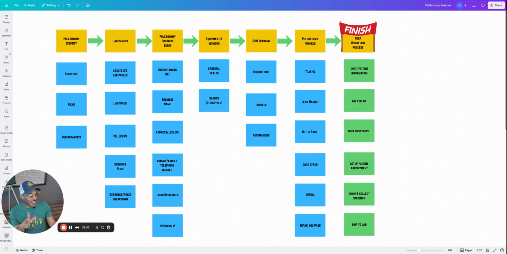So this is going to be literally a bird's eye view of everything, all right? So you can just see where you are in the process, what you need to do next, and know how to maneuver throughout this whole entire mobile phlebotomy business journey, okay?